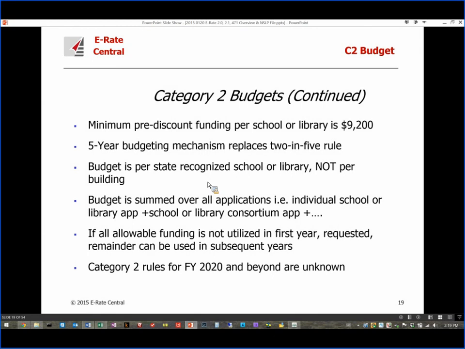If all the allowable funding is not used in the first year, then obviously you can file in subsequent years for that school or library, but the warning is that there's no guarantee how those subsequent years will play out. Category 2 rules beyond funding year 2019 are unknown at this time.